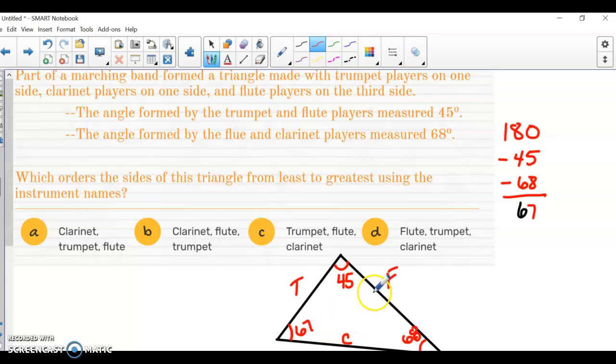So now I can look and see, and it wants me to go from least to greatest. So the smallest angle measure I have is 45. And across from that is C, my clarinet. So clarinets have to be first. That's the smallest. 67 and 68. Well, 67 is smaller than 68. So across from that is the flute. And my leftover is the trumpet. So we've got clarinet, flute, and trumpet in that order, smallest to largest.